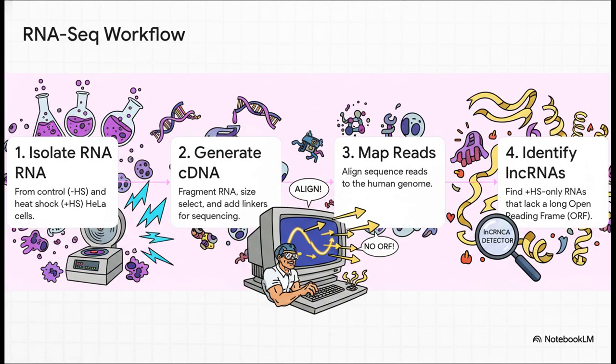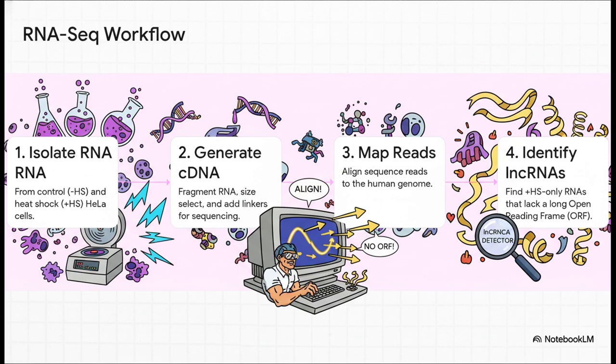So how does this actually work? It's a pretty logical four-step process. First, you have to isolate your RNA from both your control cells, the ones just chillin', and your experimental cells, the ones you heat-shocked. Then you make your cDNA, chop it up, and stick on these little sequencing linkers.